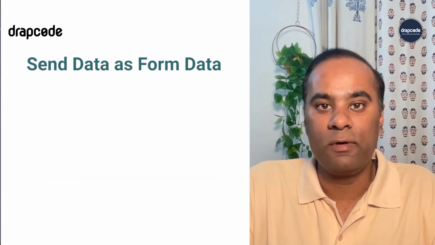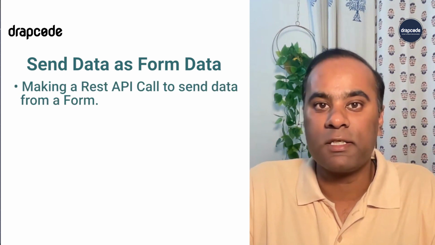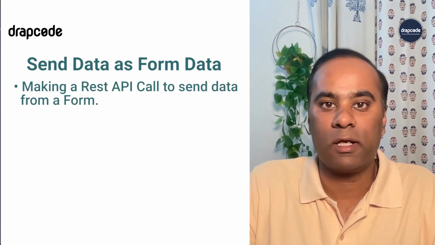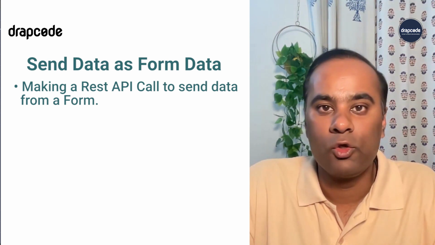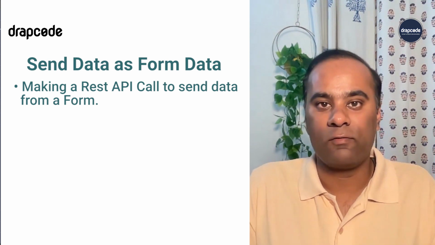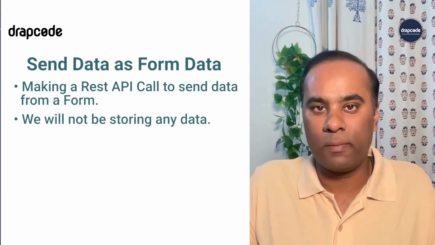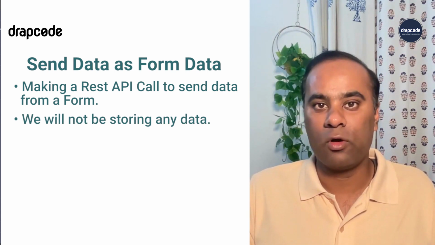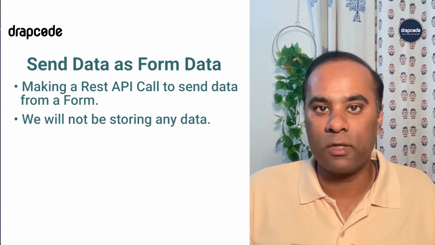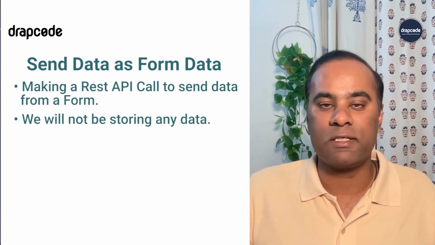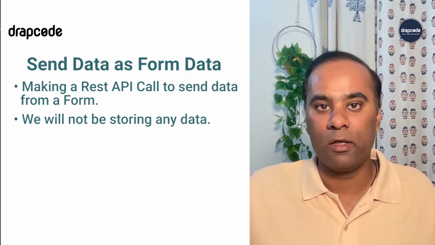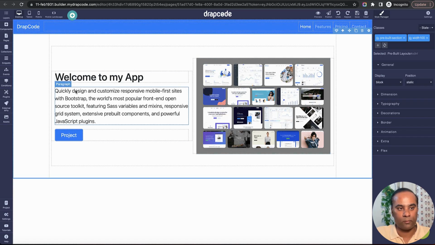So in this video, we will understand how to make a simple REST API call to send data from a form to a REST API endpoint, right? We will be sending some data from the form to the API, and we'll not be storing anything. We are not using a collection here. It's a very simple call where we're just taking a couple of fields from the user and sending them to a REST API, and the data should get updated or created there, right? So let's see how we do it.